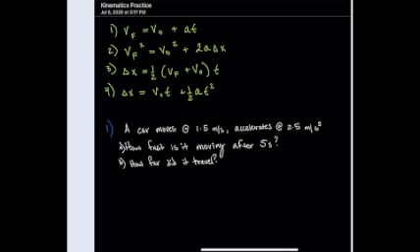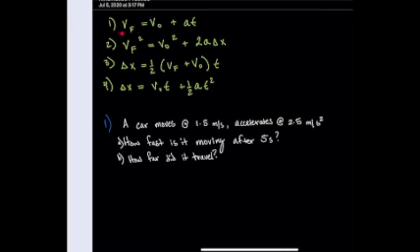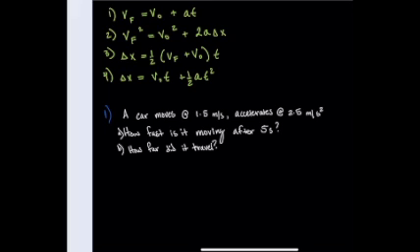So looking at the first question, it says a car moves at 1.5 meters per second, accelerates at 2.5 meters per second squared. How fast is it moving after 5 seconds, and how far does it travel? So the first thing I would do here is notice that we have initial velocity and an acceleration and a time. So with that, if you look at the list of equations we have, it looks like we could probably use this one. Pretty simple. So let's try it.